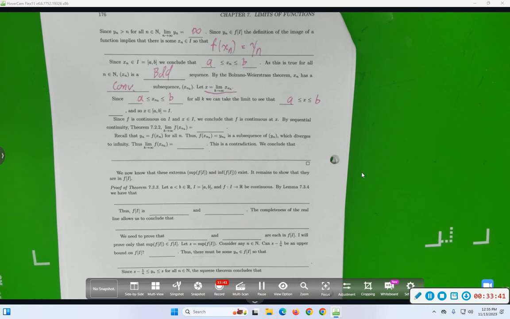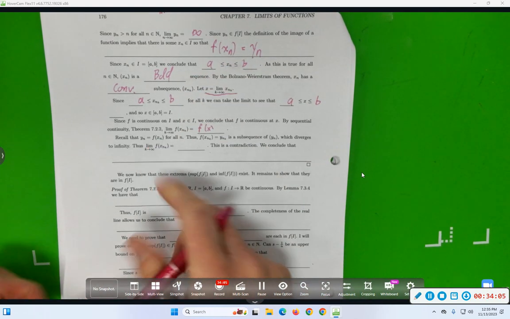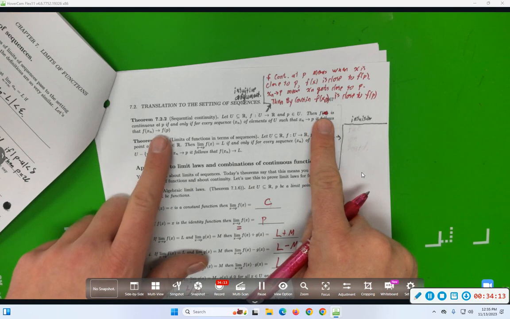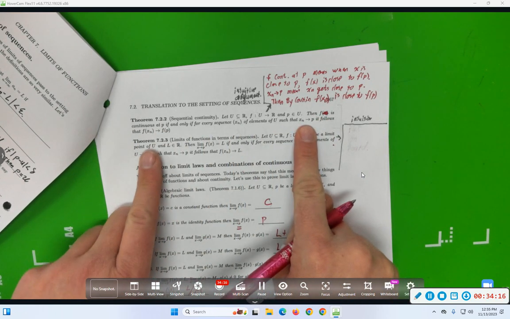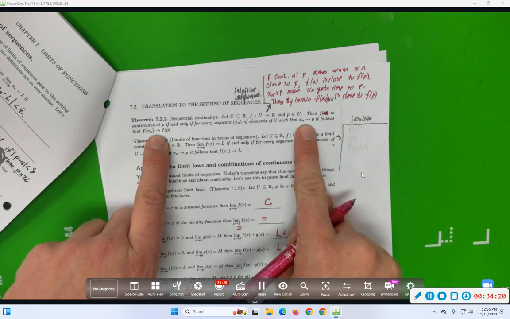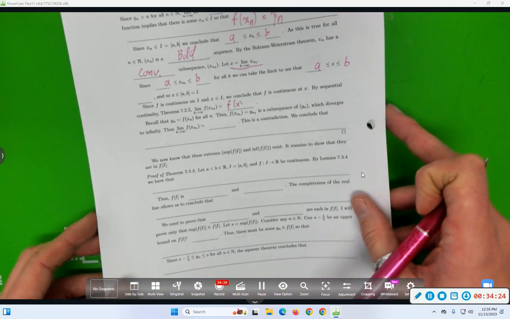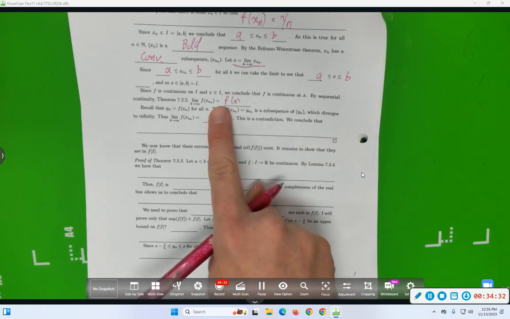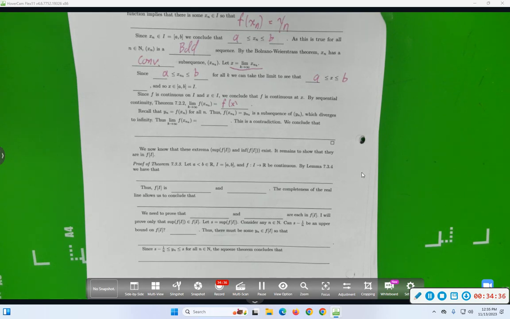What can you tell me about the limit as k goes to infinity of f of x sub n sub k? It doesn't equal x. What equals that? There we go. Theorem 7.2.2 says that a function is continuous at a point if and only if for every sequence of elements that converges to the point, the limit of f of that sequence is f of that limiting value. This sequence x sub n sub k converges to x. The function is continuous at x, so you get this conclusion. Feel good so far? We have half of our contradiction.